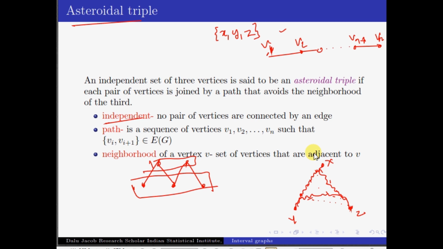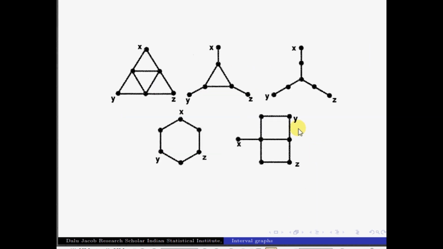These are graphs which contain an asteroid triple. Let us consider this graph. Here you can see three vertices x, y, z that I have marked. Why do these vertices form an asteroid triple? Let us verify the conditions that we gave in the previous slide. First of all, the first condition was that they have to be independent. It is very clear that they are independent, because x, y and z don't have any edges between each other.